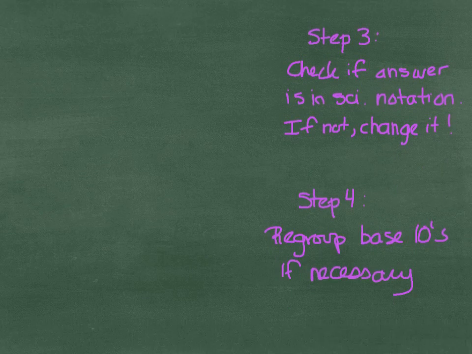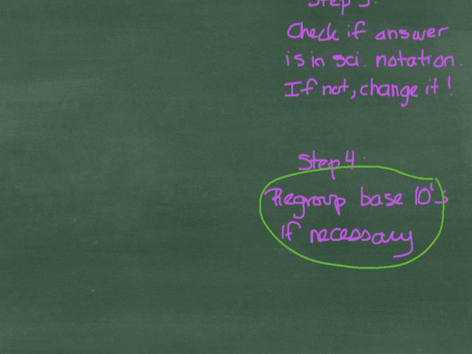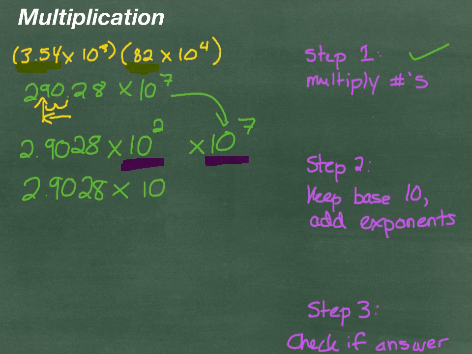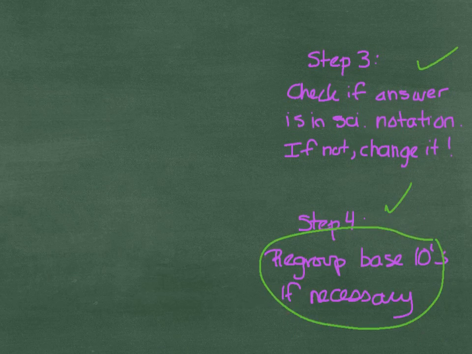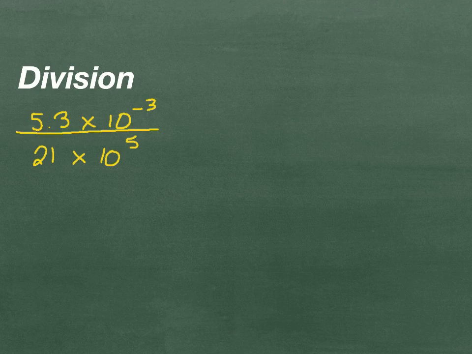And finally, in my step 4, regroup base 10s if necessary. So if your answer was not in scientific notation, you had to change it to scientific notation, we have to regroup our base 10s. So keeping our decimal, that's not doing any harm right now, and adding our exponents over the 10, our final answer is 2.9028 times 10 to the power of 9. And that's for multiplication, and these steps here work for any multiplication of scientific notation. So now let's talk about division.